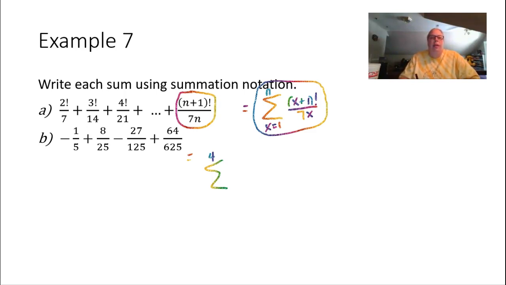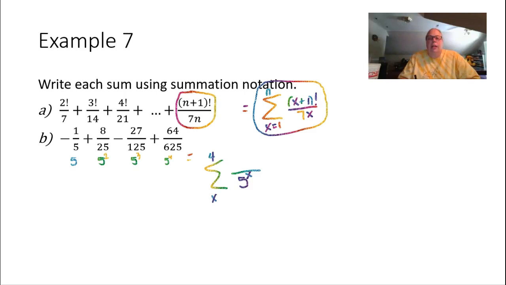Okay, things we notice over here. On the denominator, I notice that I have multiples of 5 here. Actually, this is 5 to the first. This one's 5 to the second. This is 5 to the third. This is 5 to the fourth. So it looks like I'm going to have a fraction, and the denominator is going to be 5 to the power of my variable. And I'm just going to put an x here because I used x the other time.